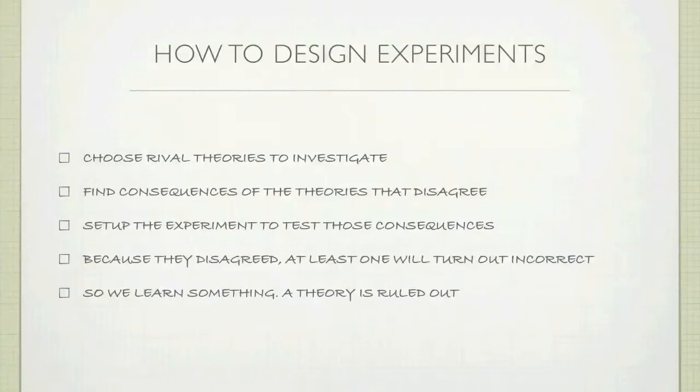So that illustrates how you want to design experiments. First, you need some sort of theories that you're investigating. Then you look for some way that they disagree with each other. Then you want to set up the experiment to test out whatever they disagreed about. Because then whatever result you get, at least one of them will disagree with it. So then one of the theories will be wrong, or maybe both of them.